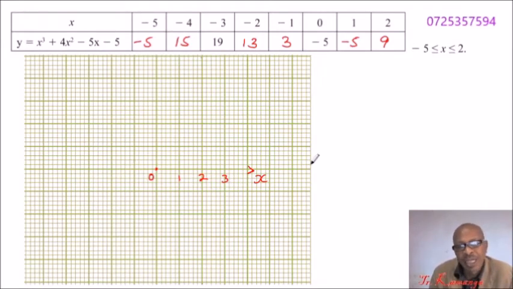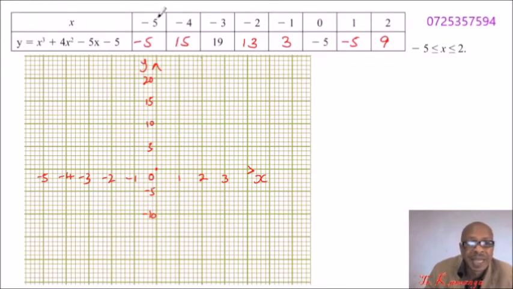You don't need to draw these lines to represent the axis, because we already have the grid. So here we have minus 1, minus 2, minus 3, minus 4, minus 5. On the y-axis we can use 5, 10, 15, 20, and this is minus 5, and we have minus 10. So with that, we can now plot the points that we have.